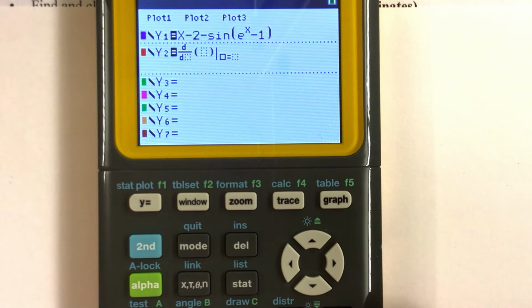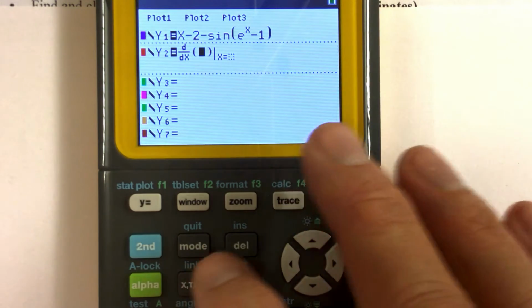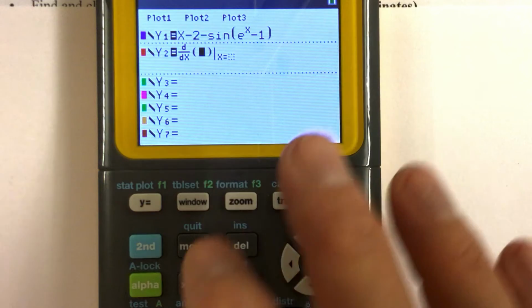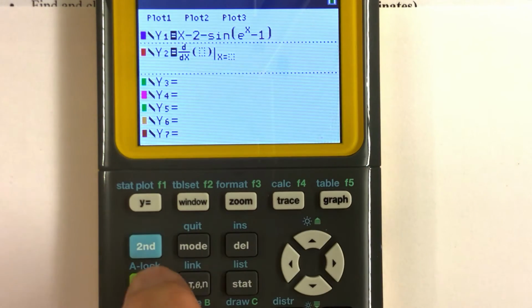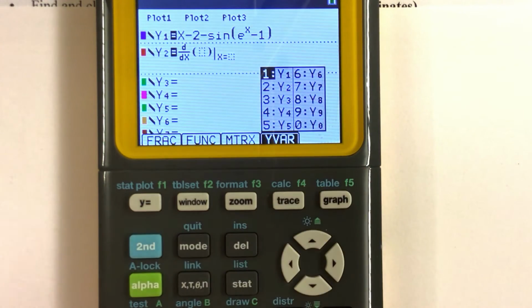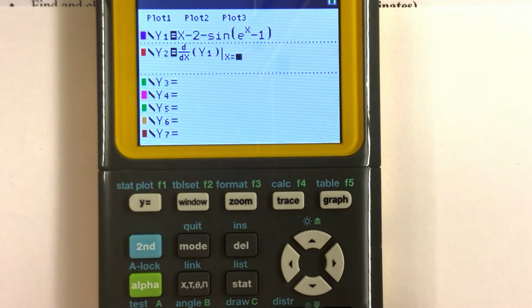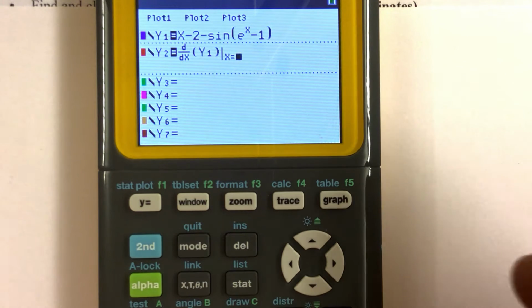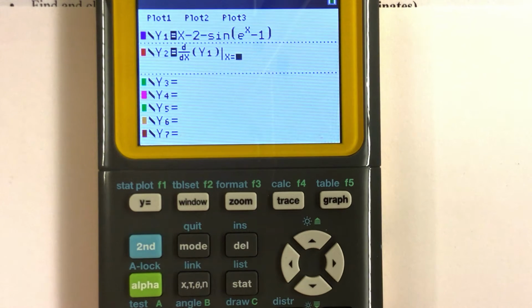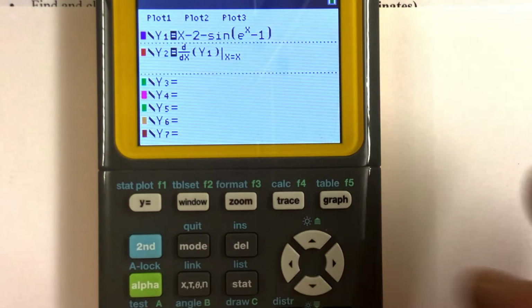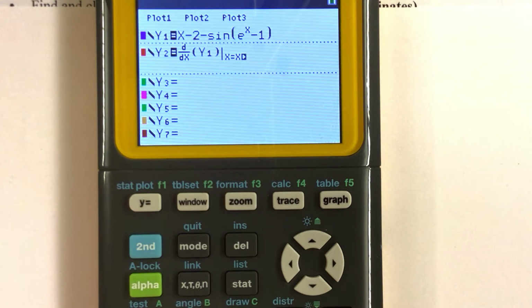And you can see we are defining y2 to be the derivative of something. So we want the derivative with respect to x of y1. And to get y1 in that spot, we hit alpha trace, which accesses the F4 options. Y1 is already selected, so we hit enter, or we could have typed a 1. At x equals what? So we could type a number in here, but that's not going to help us because typing a number gives us the derivative of y1 at a certain place. We want the derivative of y1 at all values of x, so we just type an x there.